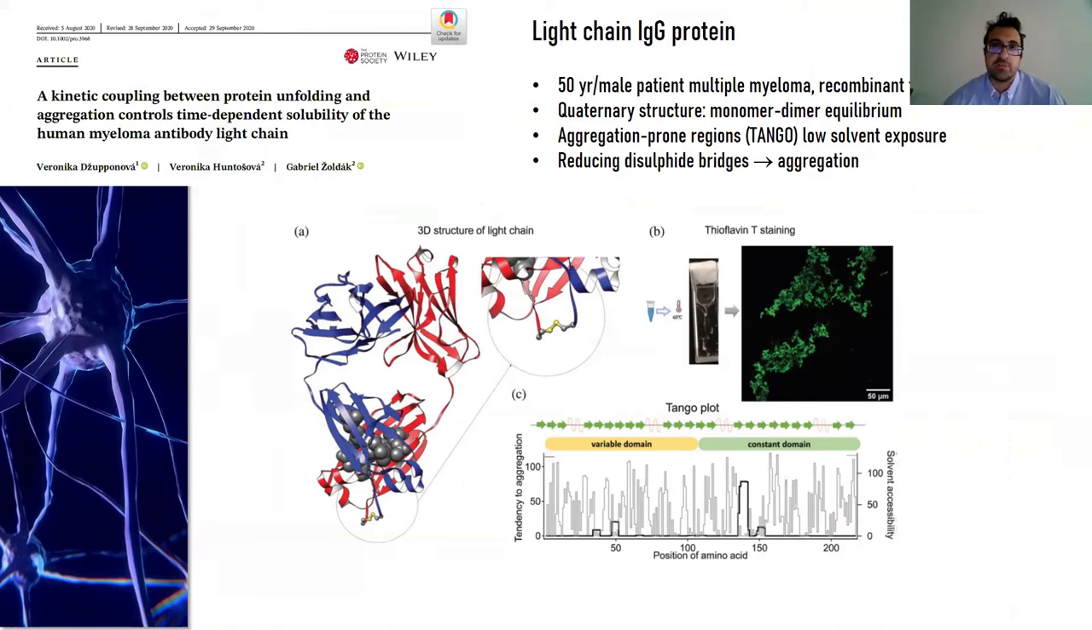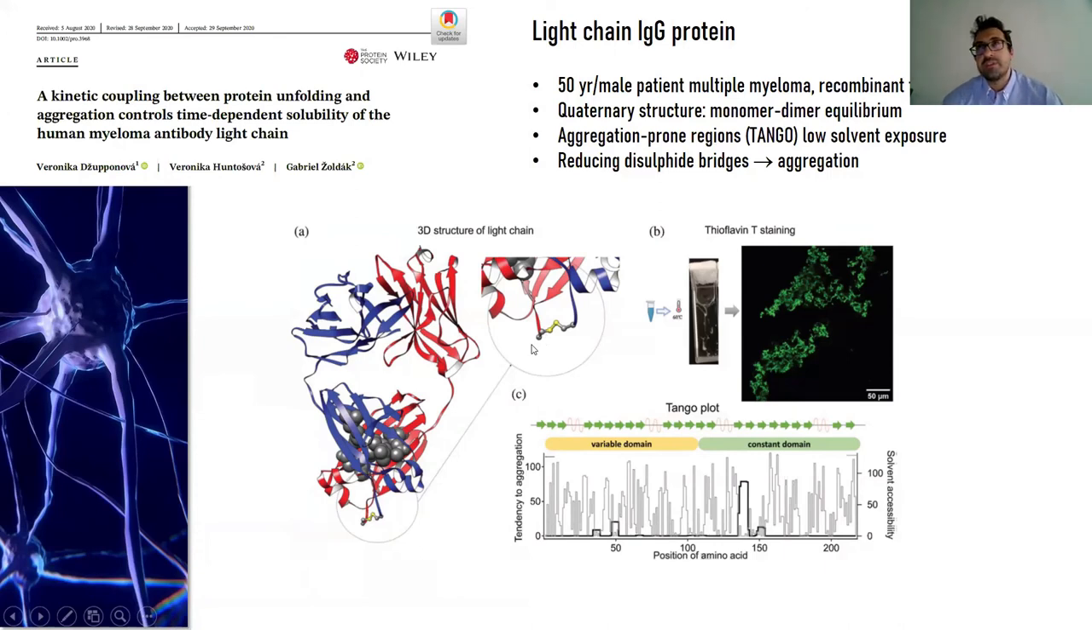So we did not extract it from native tissues, but we just prepared it recombinantly in a bacterial expression system. And this protein we characterize as a monomer and dimer, which are in equilibrium. The structure can be shown here. Interesting in this structure is that the dimer form is in some cases stabilized by a disulfide bridge at the C-terminus. So you see here this disulfide bridge, which connects the two subunits.